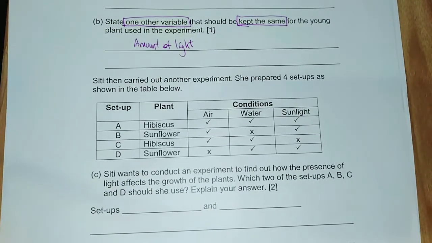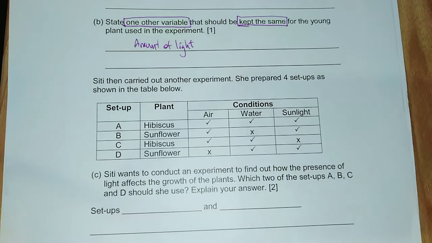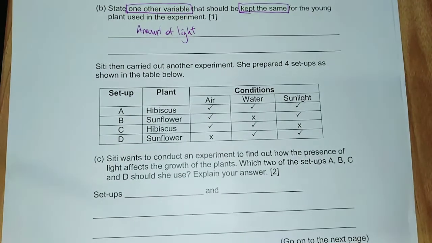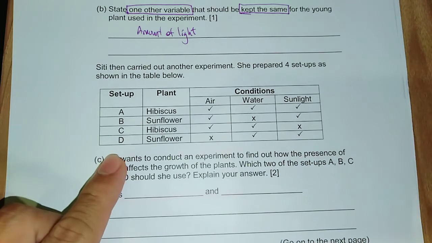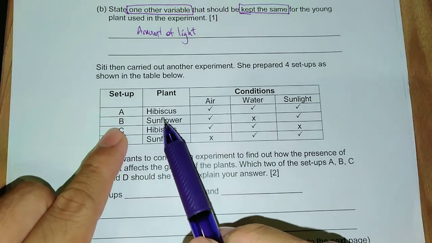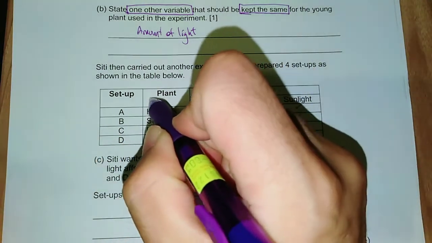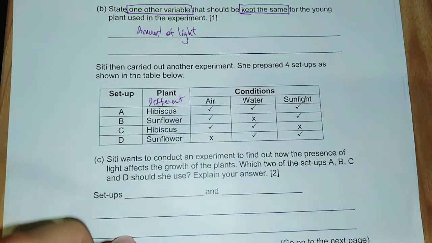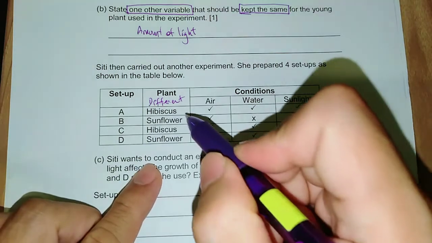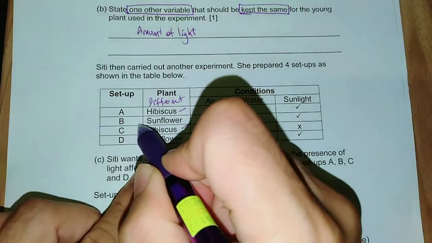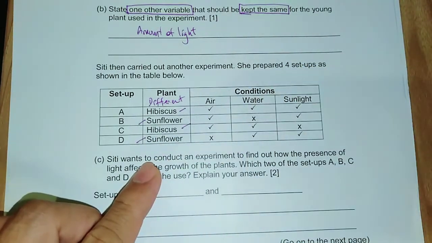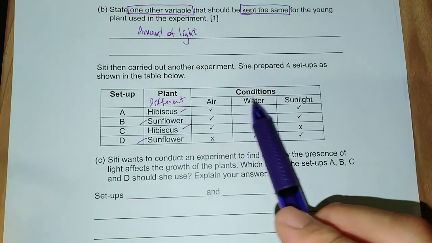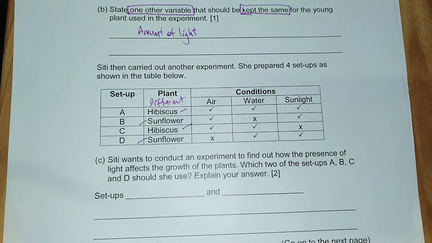The third part. CT carries out another experiment. She prepared 4 setups as shown in the table below. Alright, A, B, C, D, and then hibiscus plant. Now here we have plants that are different. Some are different, some are the same. These two are the same. These two are the same. And here, other conditions like air, water, sunlight. A tick here I will assume to mean that the condition is present.